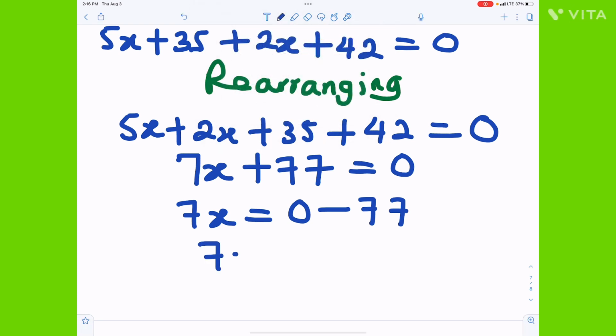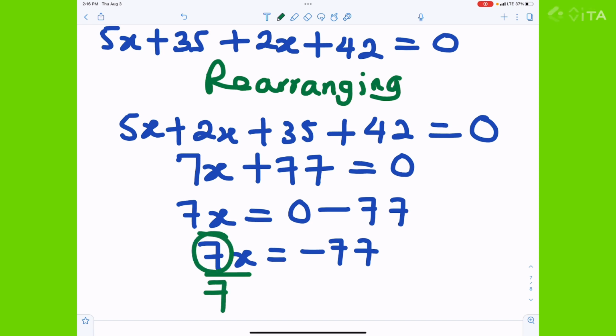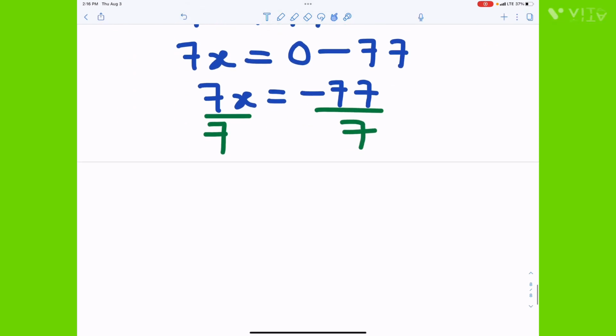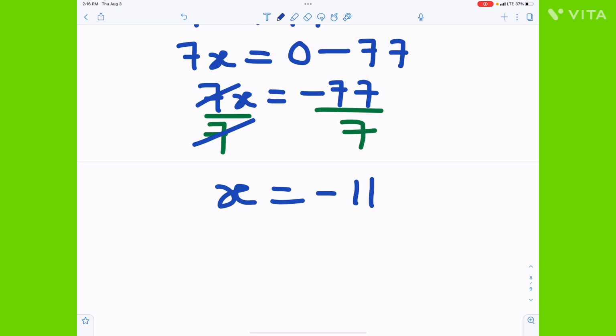Then 7x is minus 77. You can divide both sides by 7. Divide both sides by what? 7. 7 is the coefficient of x here. And I'm looking for x. So I'll divide both sides by 7. What do I get? 7 here 1, 7 here 1. That gives me x is equal to minus 11.